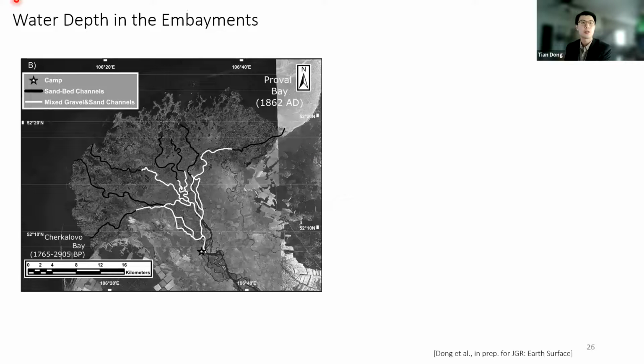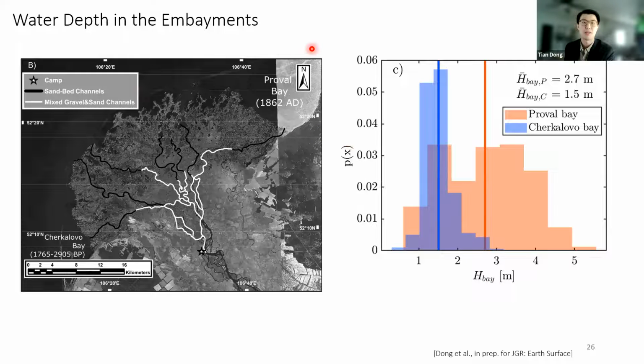Next, I can constrain water depth in these embayments. Here is a plot I've shown earlier of the delta, where I highlighted the distributary channels with their channel bottom composition, and these are the two embayments that form around the delta. Our Russian colleagues have conducted bathymetry surveys here over the years, and we can constrain the water depth in this area. On average, the water depth is about 2.5 meters, and this is just a histogram showing the depth distribution in these two embayments.